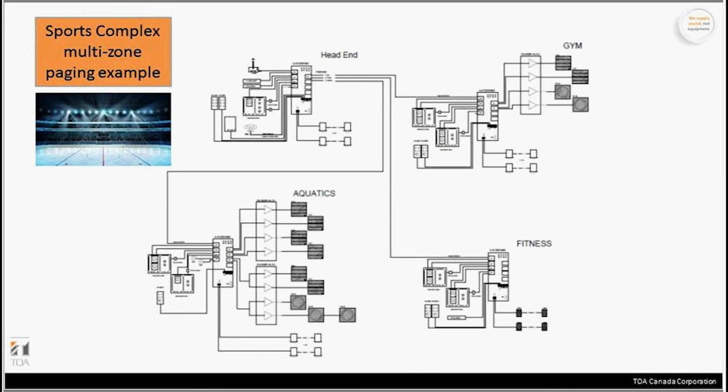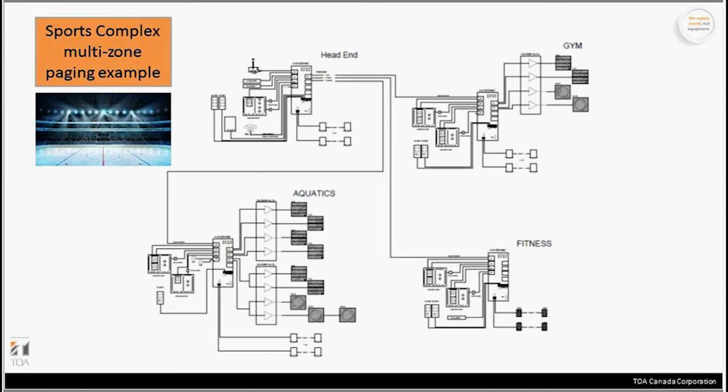Here's an example of a sports complex. It's a multi-zone paging example in a sports complex. You can see at the top left the head end, and you can see the microphone there. All pages are made at the head end there. You can see in the other 3 zones, there are mixers and amplifiers, local mixers and amplifiers in each zone. So each zone is able to play its own program, play its own music.